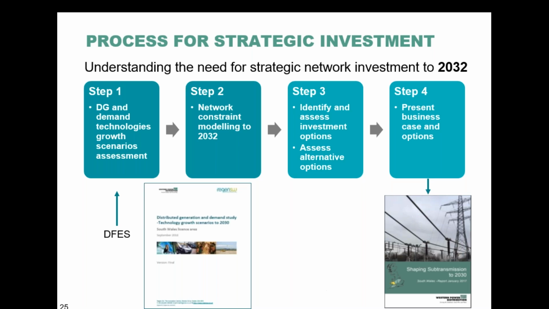So step one, all the demand and generation technology growth assessments, comes out into our DFES, which is our distribution future energy scenarios. They're published on the website. And then step four, present the business case and options, is in our shaping subtransmission work. And both of these publications are available on our website, one for each licence area, to be able to download.